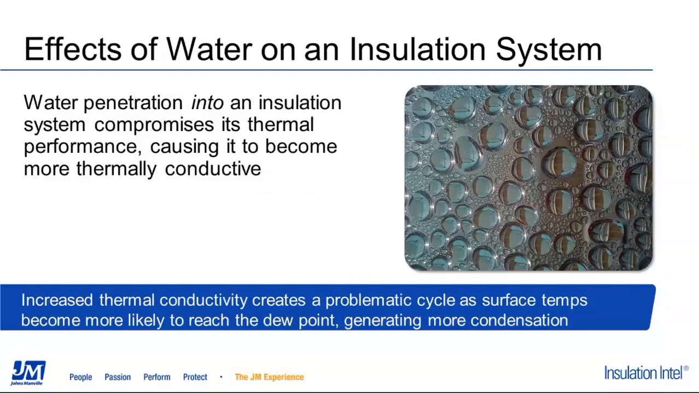Water is a very poor insulator, so if water enters an insulation system, it will cause the insulation to become more thermally conductive and compromise the thermal performance of the insulation system. This creates a problematic cycle, wherein water entry into the insulation hurts its insulating ability, which leads to greater amount or likelihood of surface condensation, which in turn may lead to further water intrusion into the insulation, and the cycle continues until the insulation system is completely waterlogged and no longer functions as an insulation.